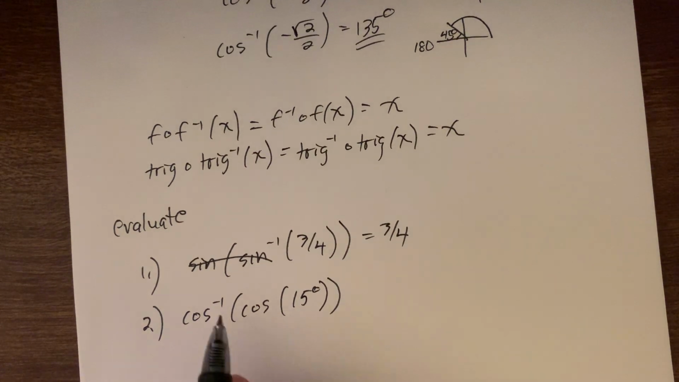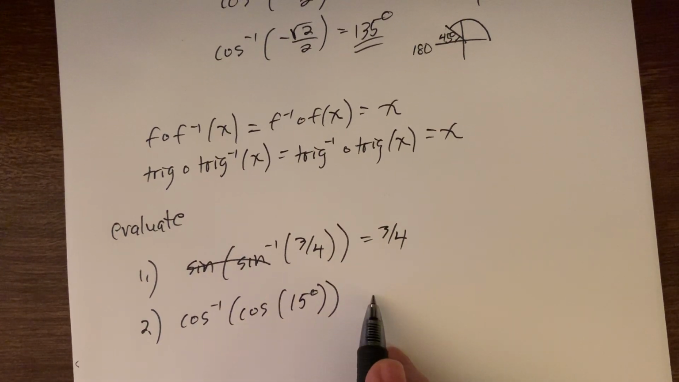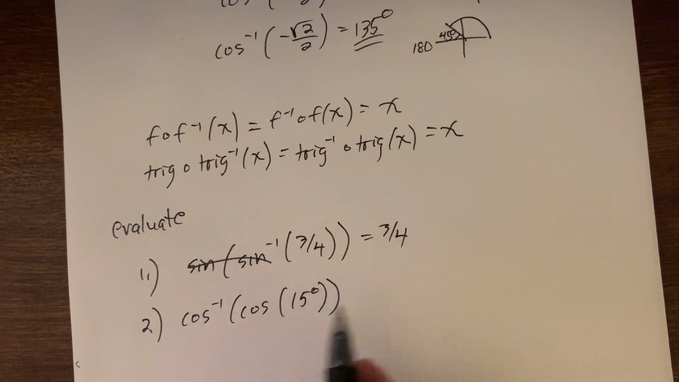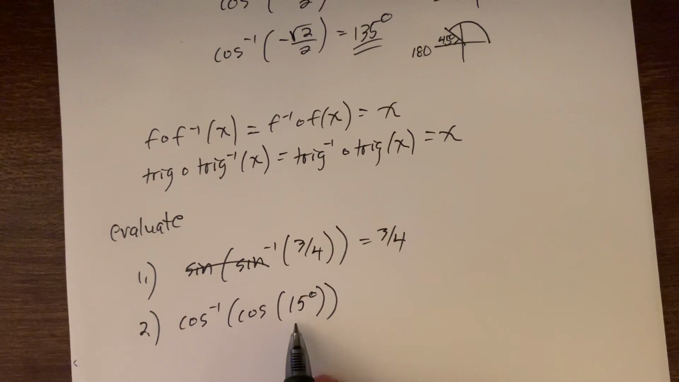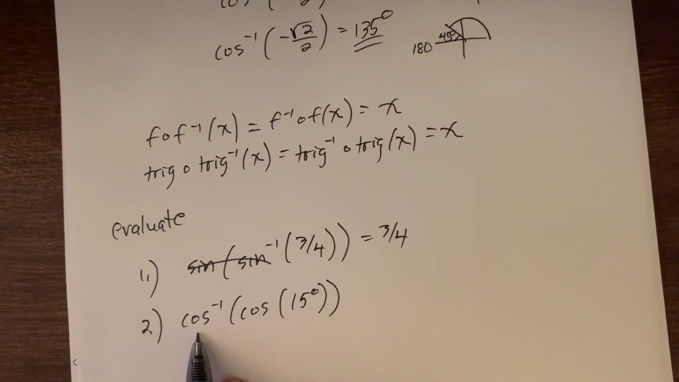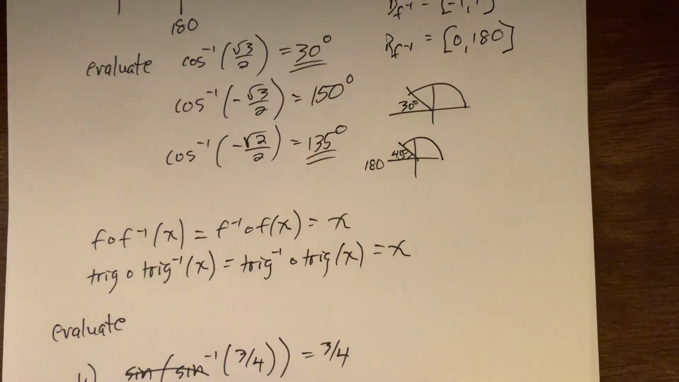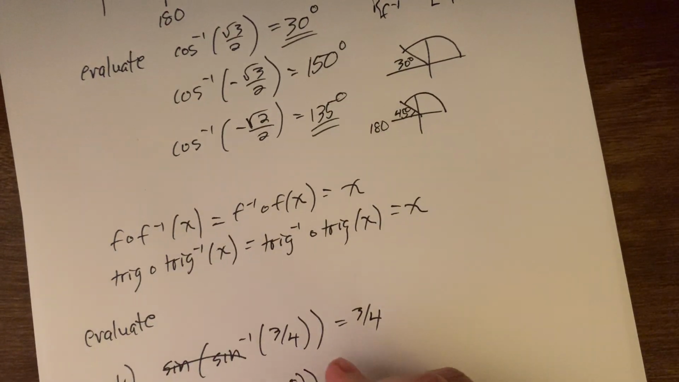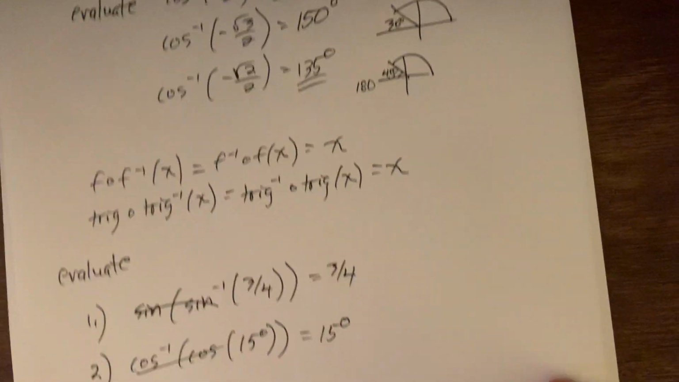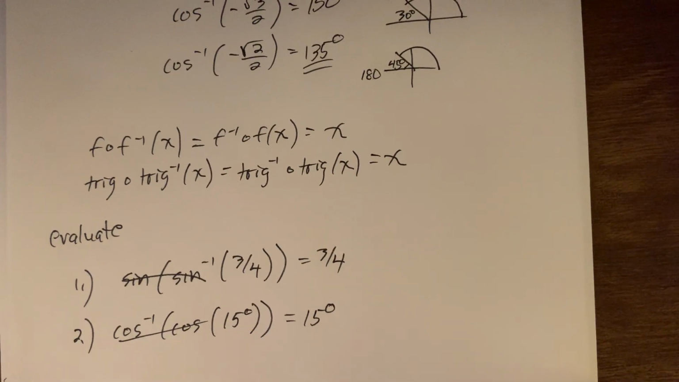Same idea. It's so tempting to just cross these off and say 15 degrees, but just take one moment. Does 15 degrees make sense in inverse cosine? And it does. The restriction for cosine was 0 to 180, and that falls in that interval. So this again cancels and would just give me the 15 degrees.